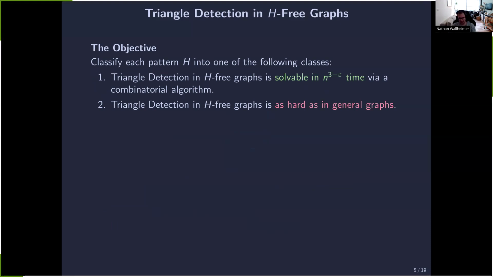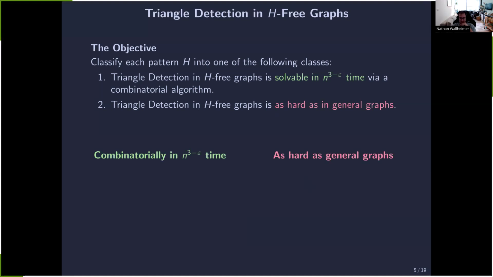So the objective is as follows. We need to classify each pattern into one of the following classes. The first one, let's call it the easy class. These are the patterns for which triangle detection in H-free graphs is solvable in strongly subcubic time with a combinatorial algorithm. And the second class, we can think about it as the hard class, is all the patterns for which the problem remains at least as hard as in general graphs.